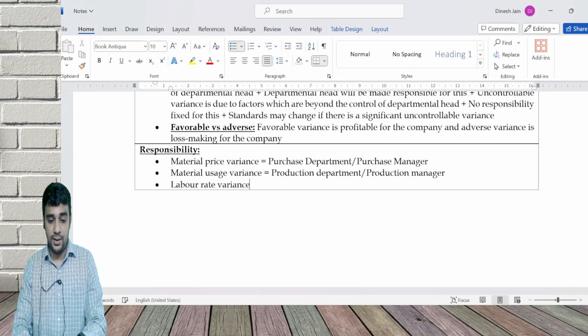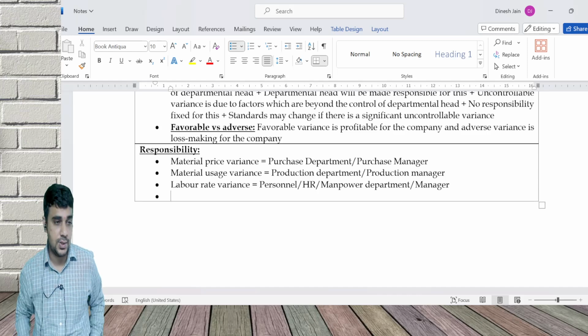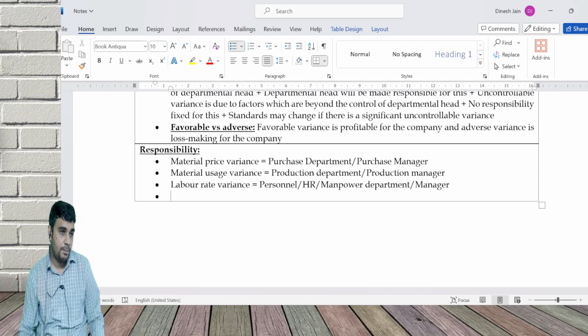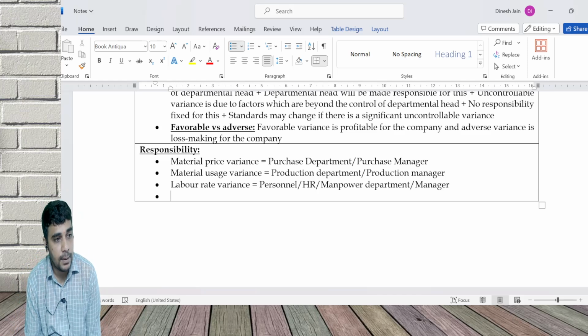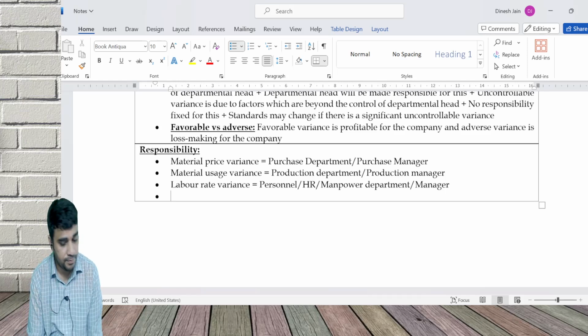Labor rate variance: the personnel department. You can call it personnel, you can call it HR, you can call it manpower, slash manager. Either the department or the manager. Personnel department, HR department, manpower department, different names can be given. Either the department is responsible or its manager, mostly the manager.